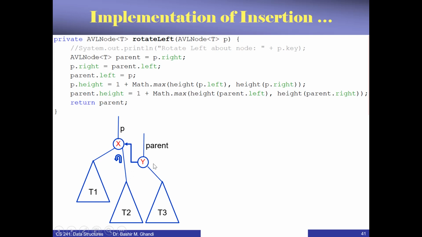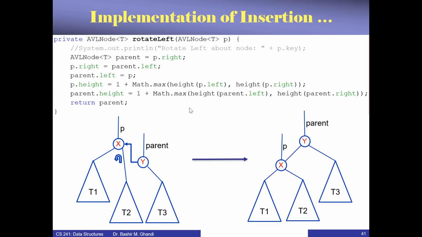Similarly, the height of the parent has to be changed. Parent.height becomes 1 plus the maximum of the height of parent.left, notice that p is now actually the parent.left, and the height of the present right. Take the maximum and add 1, and that will give you the height of the parent. Once you do that, this is what you will end up with.